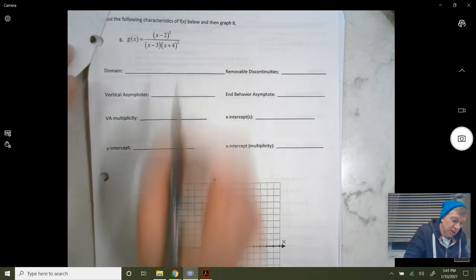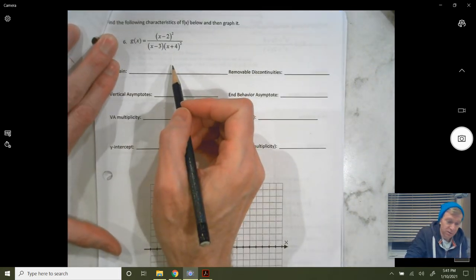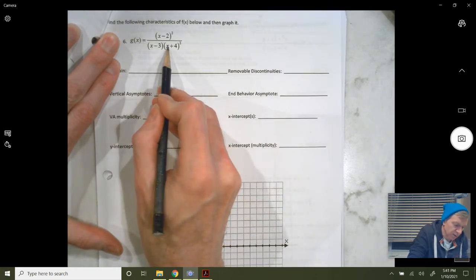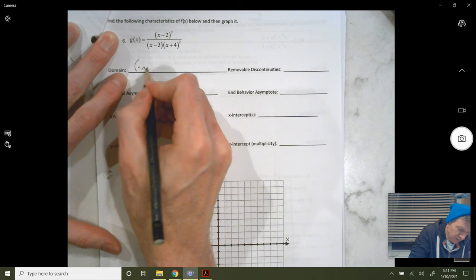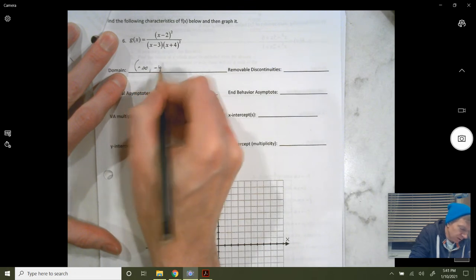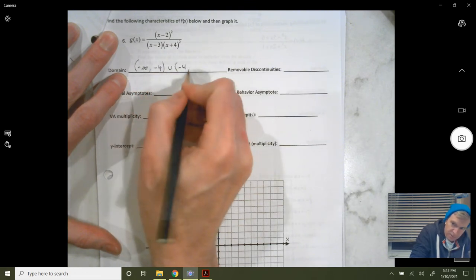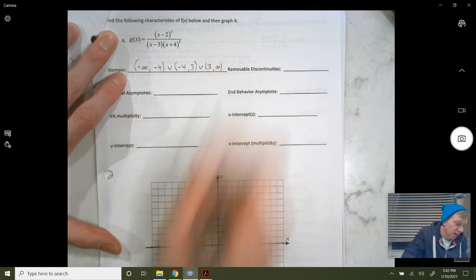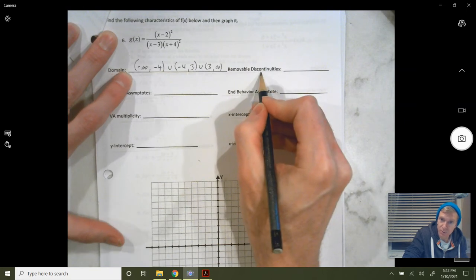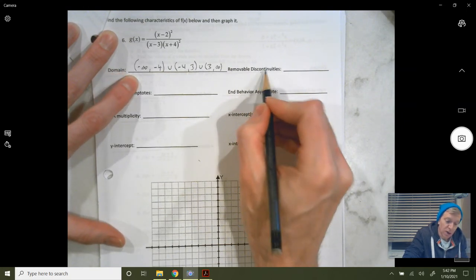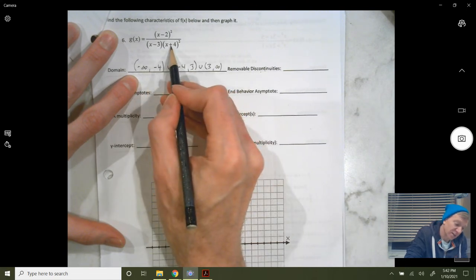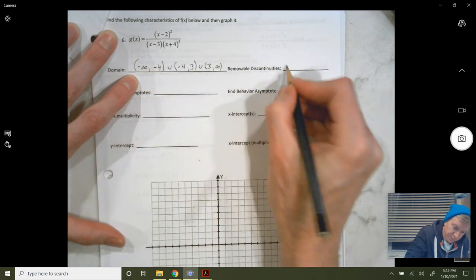Okay, our domain, the values that don't exist on our function, are when x is +3 or x is -4, because they make your denominator 0. So we're going to go -infinity to -4, in union with -4 to +3, union with 3 to infinity. Okay. Are there any removable discontinuities? Remember, for a discontinuity, you're looking at a value of x that makes your denominator 0, but that factor will cancel with the factor on the top. Okay, there's no factors that cancel, so there are none.